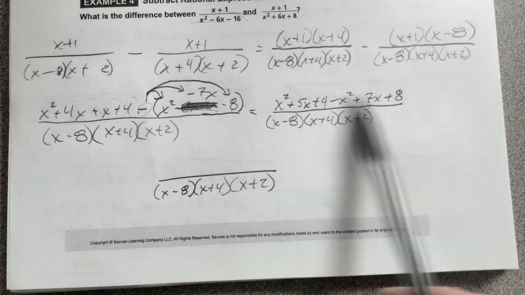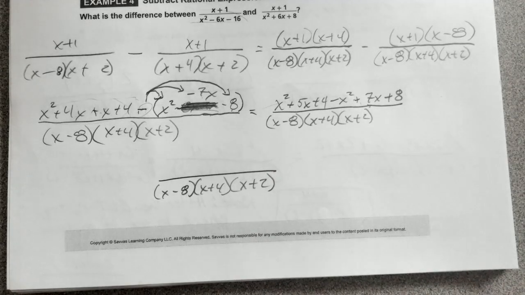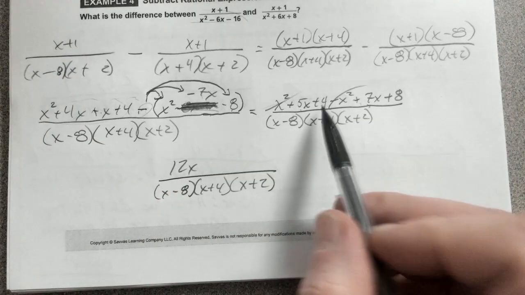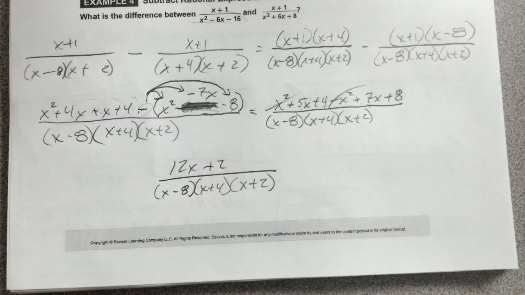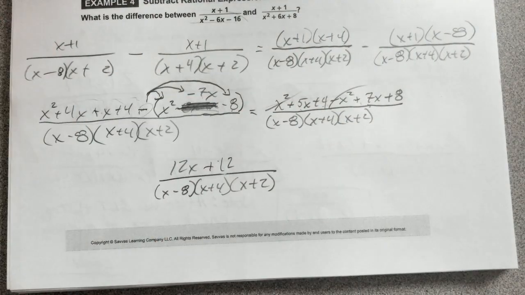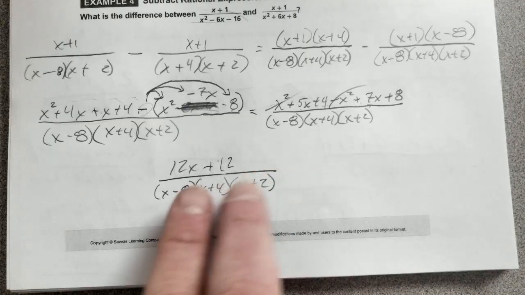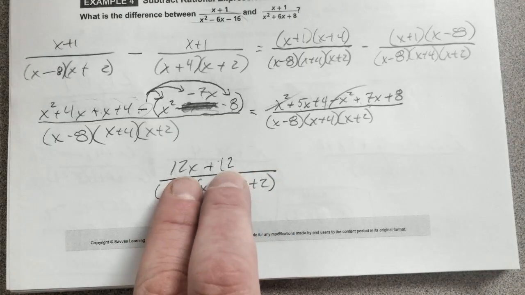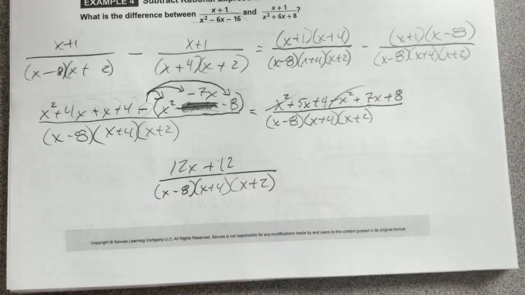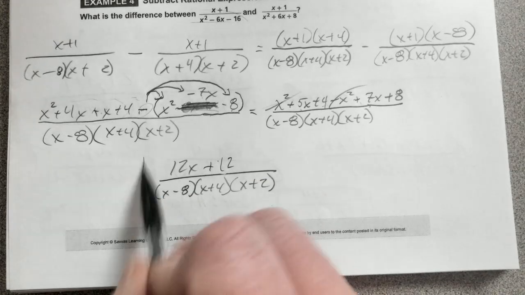All right, so combining our like terms, we have an x squared and a negative x squared. 5x plus 7x is 12x. 4 plus 8 is 12. Yeah, nice job. If I factor out a 12, I'd be left with x plus 1. Would that cancel with anything down there? No. So we're done.